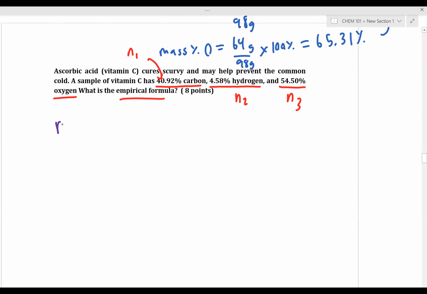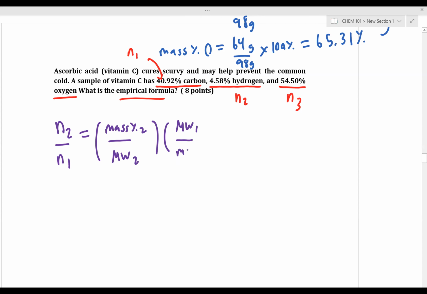So I'm going to take the ratio and calculate my mole ratio, because fundamentally, what does the empirical formula represent? It's a ratio of moles, exactly. So let's take N2 over N1. Given N2 is hydrogen, we're going to plug in the mass percentage of element 2 over the molar mass of element 2, times the molar mass of element 1 divided by the mass percent of element 1. Okay, so what's the mass percentage of hydrogen?